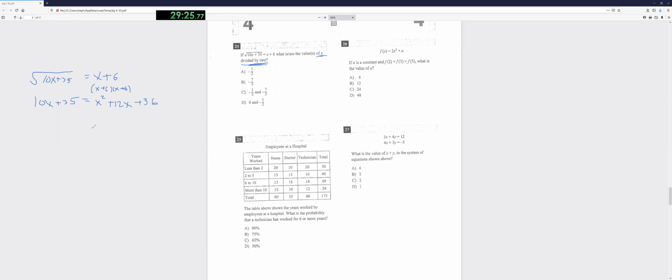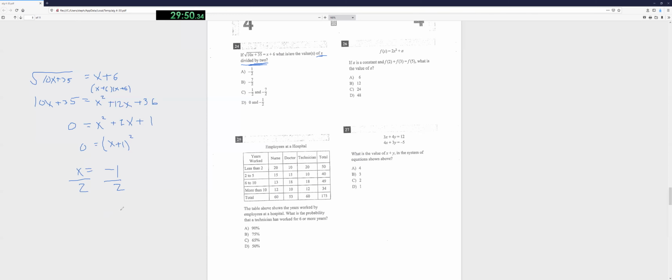We've got to bring everything to one side. So x squared, subtract the 10x, subtract the 35, and it would appear that if we factor this, we get x plus 1 times x plus 1. So seemingly the answer is -1. And we need to remember this is x divided by 2, so x over 2 is -1/2.